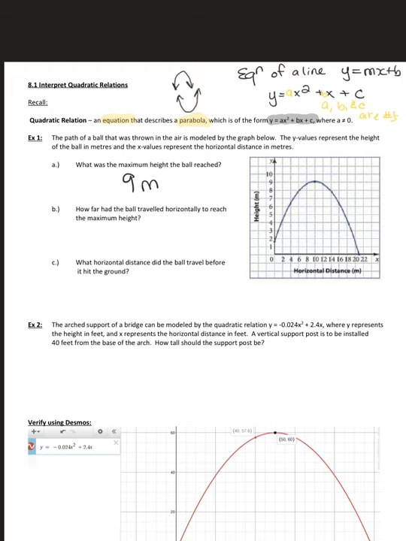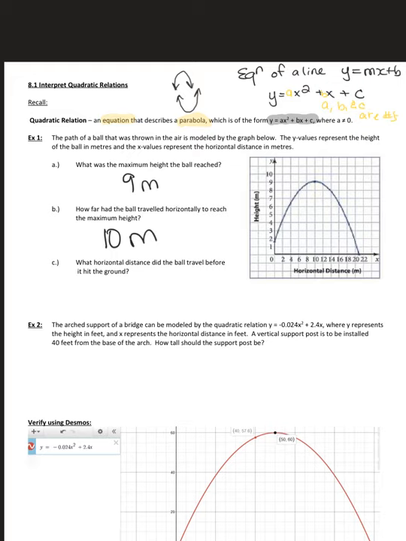How far had the ball traveled horizontally to reach its maximum height? So now it's asking, how far did the ball go this way in order to get up this high? If I'm looking here, that's 9 meters high, but if I go down, that's at 10 meters. So in order to reach a height of 9 meters, the ball had to travel 10 meters horizontally, 10 meters along a field, okay?